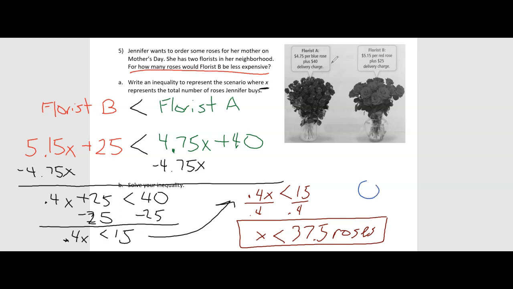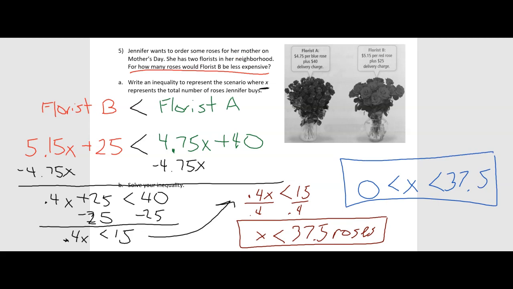So you could say that x has to be greater than 0. Because if you order 0 roses, then both florists cost the same, right? You're going to pay $0 to both of them. So you don't want to say greater than or equal to, because you have to order at least one rose for florist B to be less expensive. So x is greater than 0, but it has to be less than 37.5.